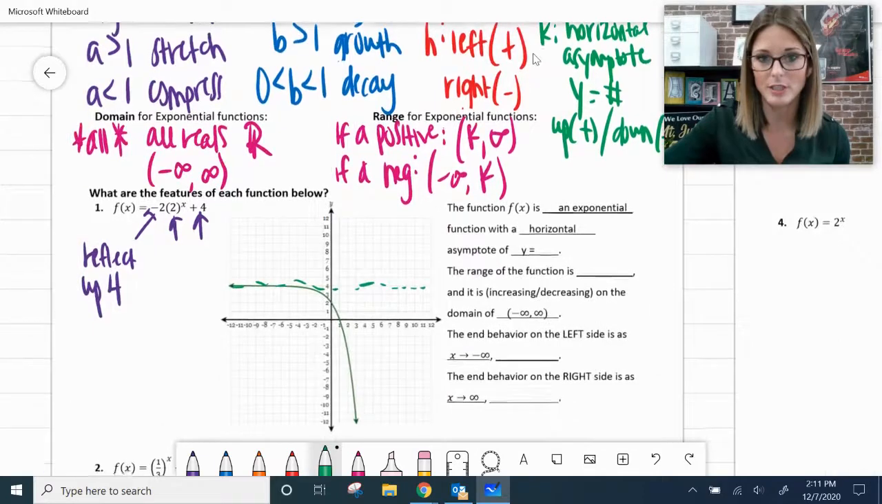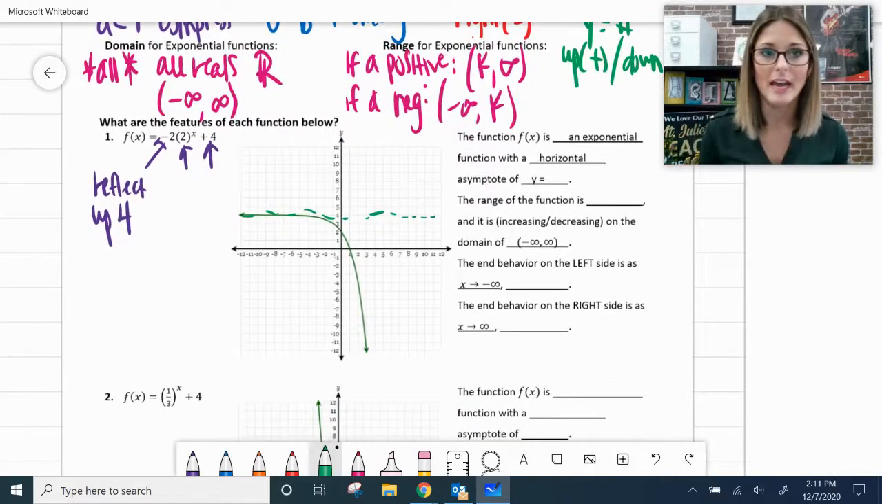So we got 2 options here. You can look at your graph, or you can look at your function and see 4, or you can look at your graph and see that it's leveling off where y is equal to 4. So fill that in. You should have a 4 right there.